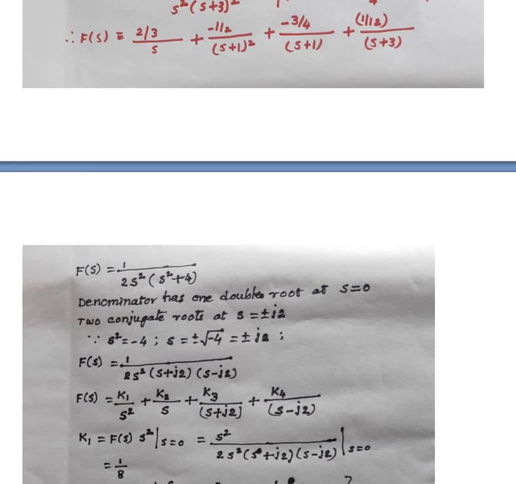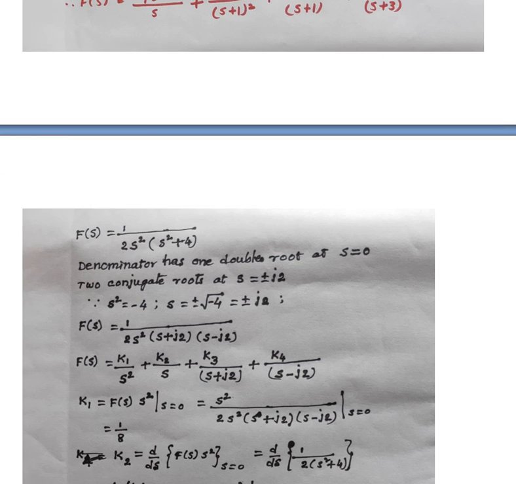Then once you know this, we can write f of s in a new format like this: 1 by 2s square into s plus j2 into s minus j2. Then we write f of s is equal to k1 by s square plus k2 divided by s plus k3 divided by s plus j2 plus k4 divided by s minus j2. So to get k1, multiply f of s with s square. Simplify it. Then substitute s is equal to 0.